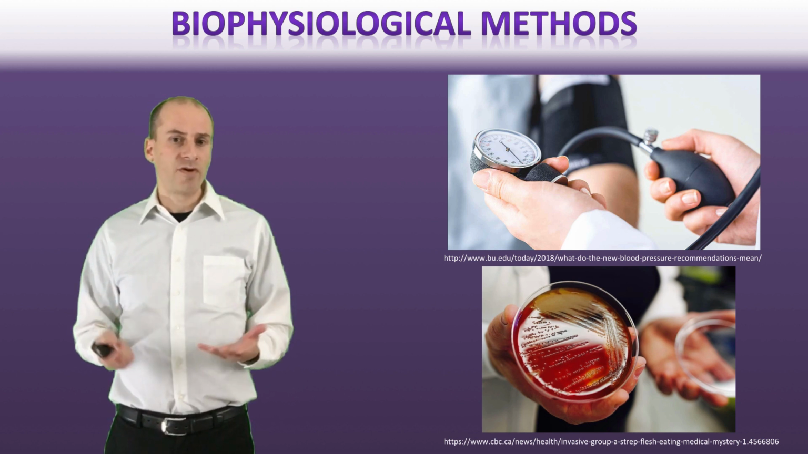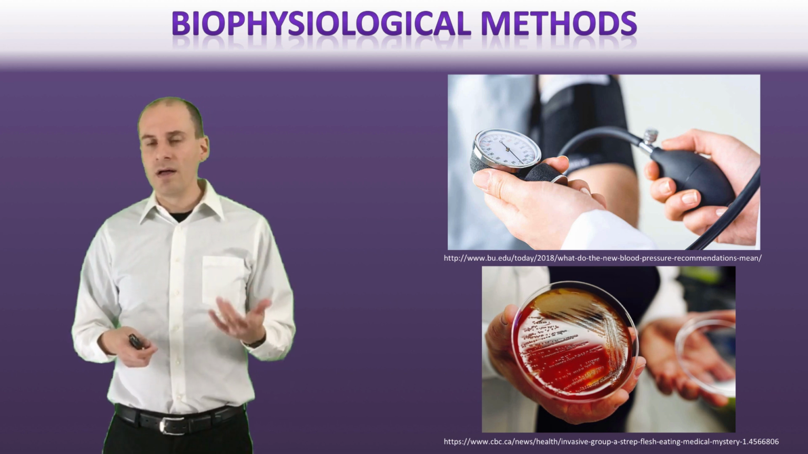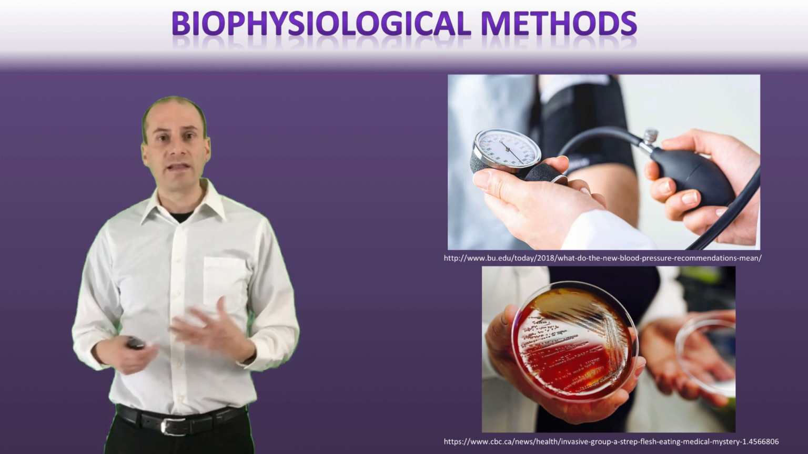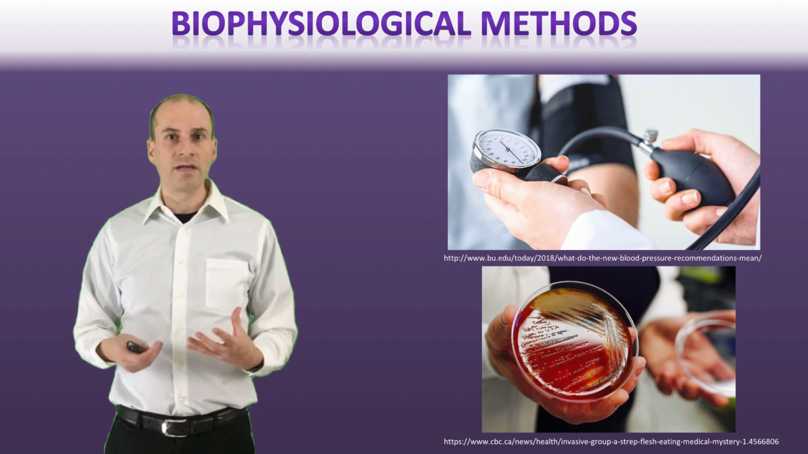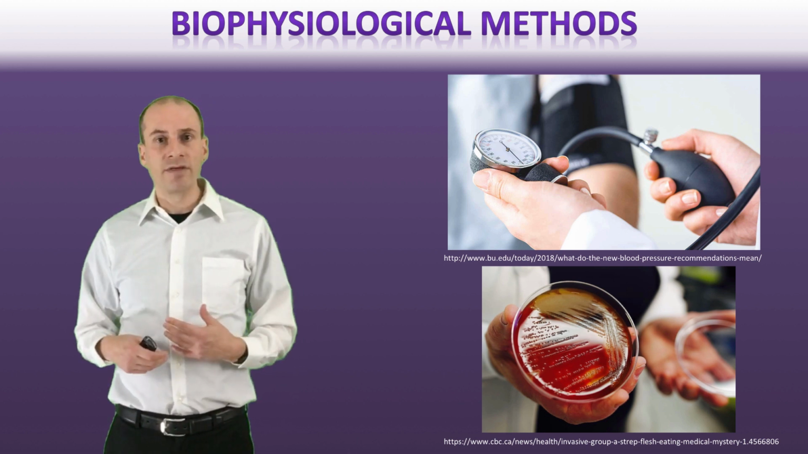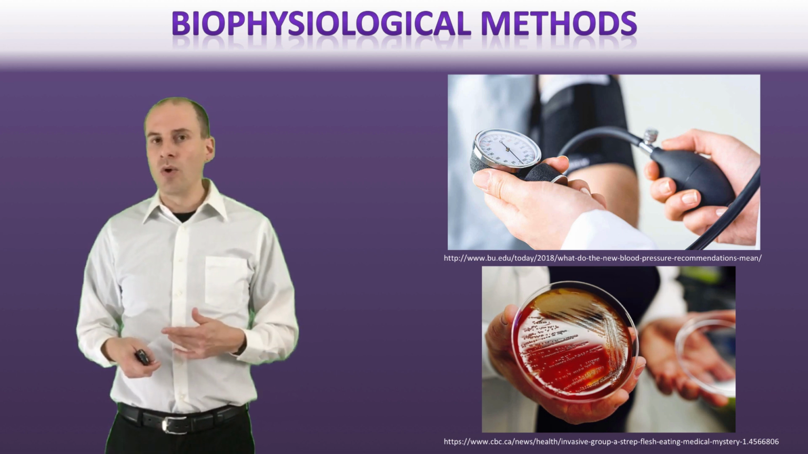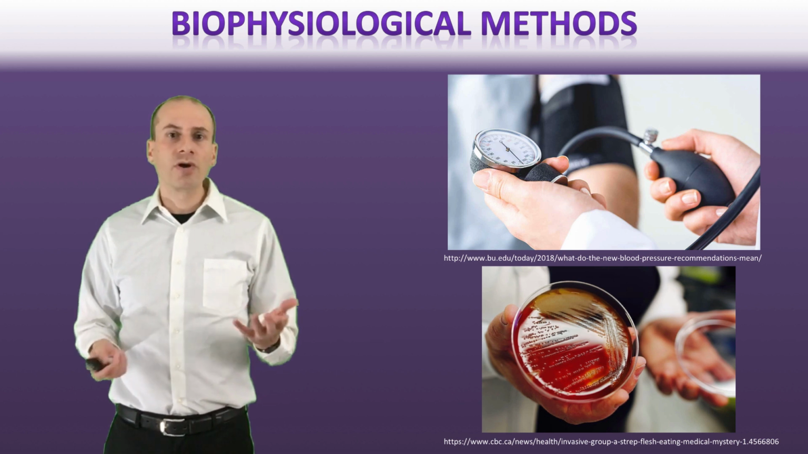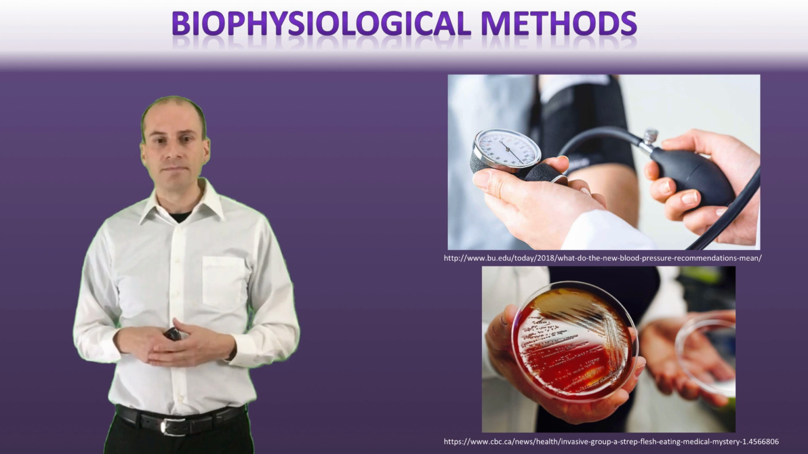So there's two different types of biophysiological data. One is in vivo, and the other is in vitro. So in vivo is collecting data that's in the body, so say your body temperature or heart rate or things like that. In vitro is when you take a sample out of the body, so testing for strep, for example, or looking at blood sugar levels, things like that. So those are things that happen outside of the body.